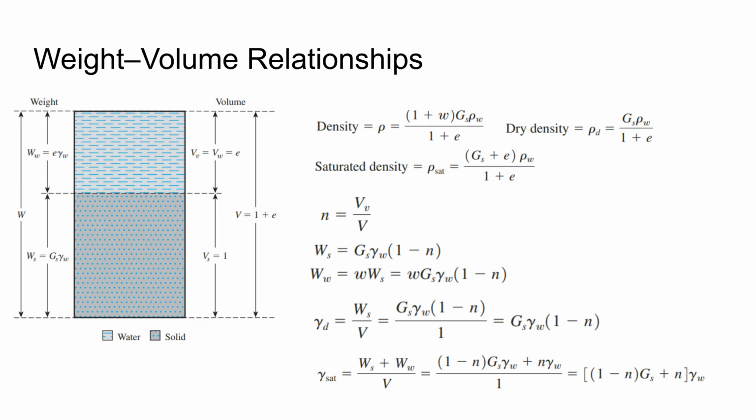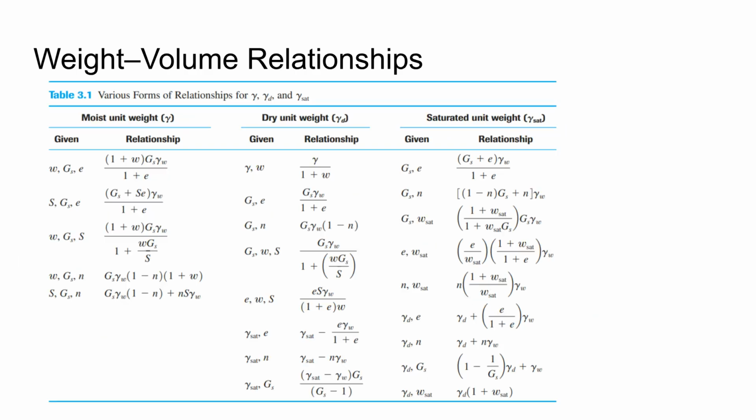Additional weight-volume relationships involve density, dry density, and saturated density. These equations utilize specific gravity, G_s, and the unit weight of water, gamma_w, to define the soil's state in different moisture conditions. This table summarizes the various forms of relationships for moist unit weight, dry unit weight, and saturated unit weight, providing comprehensive formulas based on different known parameters, such as water content, void ratio, and degree of saturation.